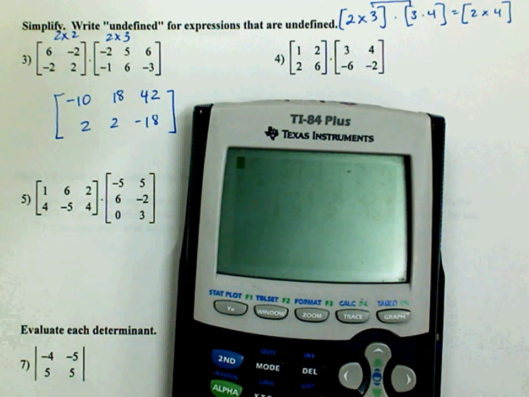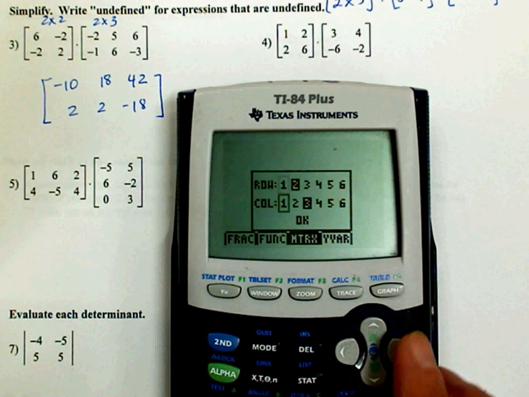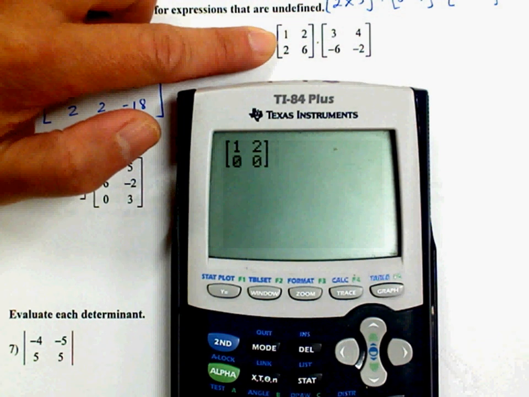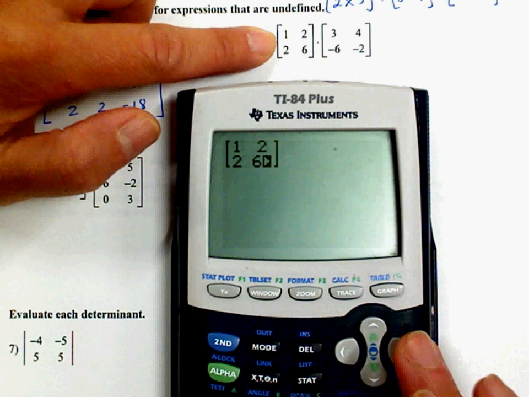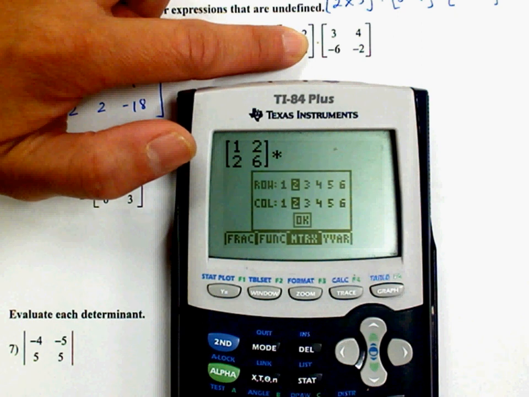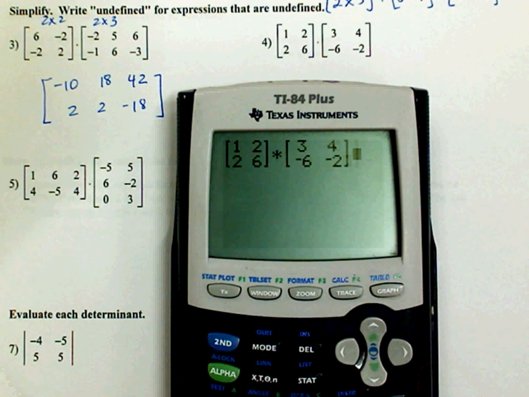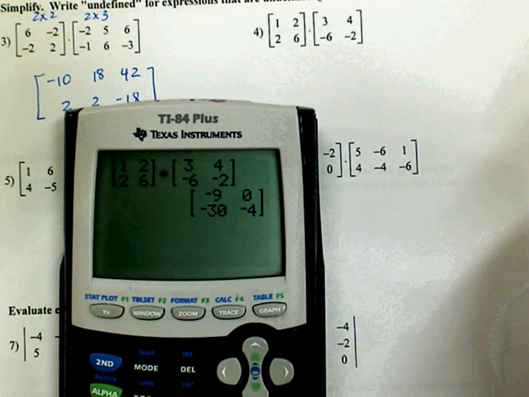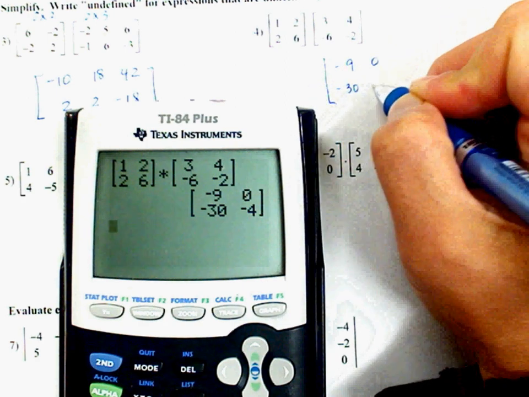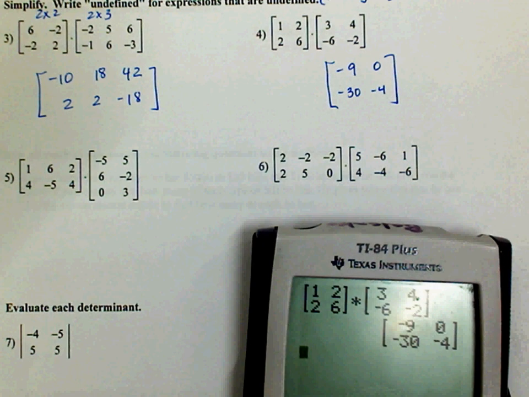I'm going to clear that so that way you guys can do it. See a different one? You don't have to, but I just did. Alpha zoom, it's a 2 by 2. So 1 right click, 2 right click, 2 right click, times, the dot means times, alpha zoom. It's also a 2 by 2. 3, 4, negative 6, negative 2. And the answer to number 4 is negative 9, 0, negative 30, negative 4. 2 by 2 and a 2 by 2. Okay? So they're going to multiply those.